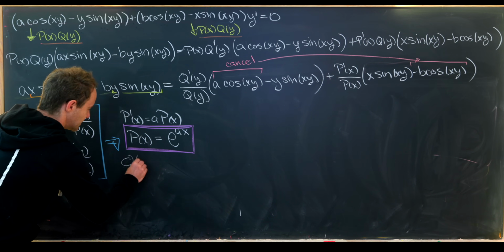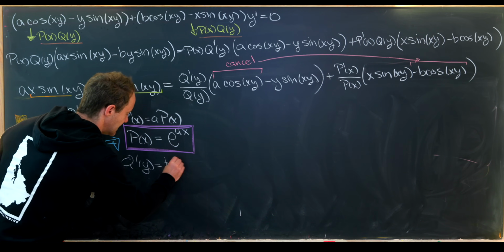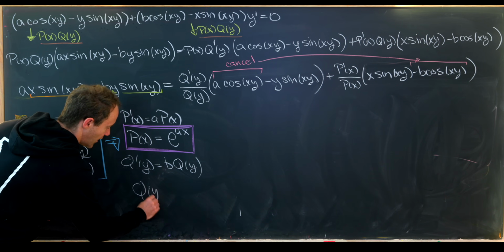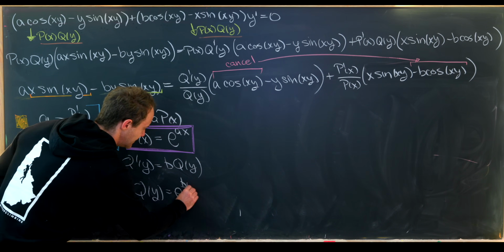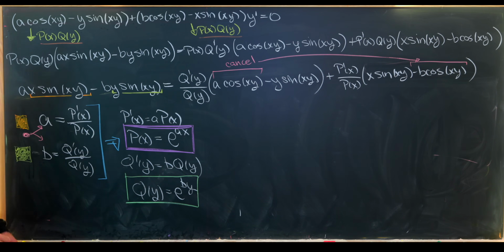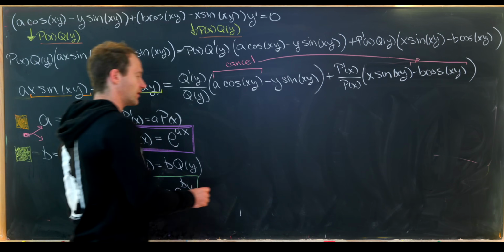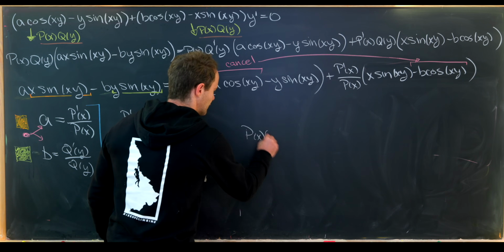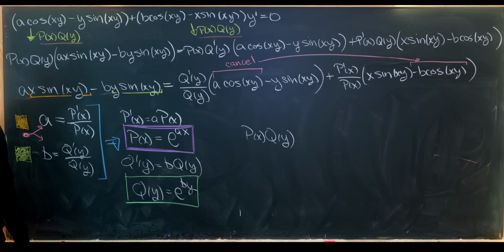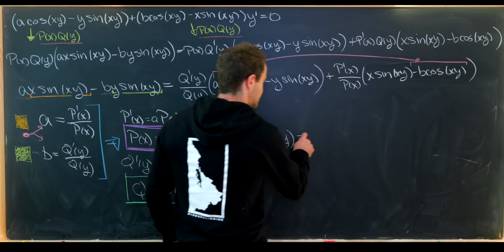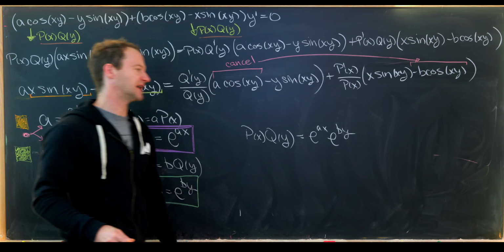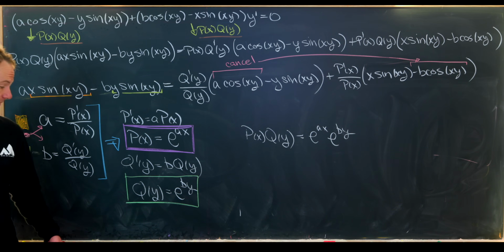So this gives us q prime of y equals b times q of y, which means that q of y is equal to e to the by. So that's good. Now putting this all together, our integrating factor, which you might recall is the product of p of x and q of y, is equal to e to the ax times e to the by, which we could put together if we wanted to, but let's leave it like that.